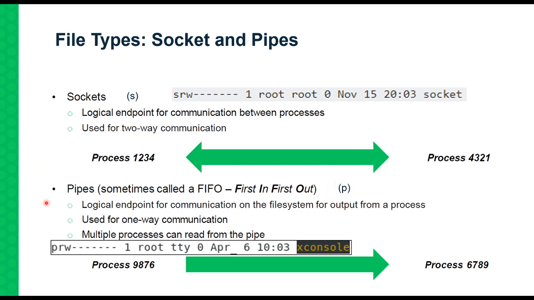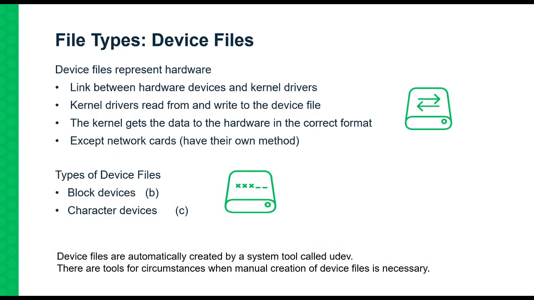So it's a logical endpoint for communication on a file system for output from a process. It's used for one-way communication only, and multiple processes can read from a pipe. So a pipe is indicated with a P. In our /proc directory, we will find many pipes and sockets. So let's carry on to the next file type, and this is called device files.